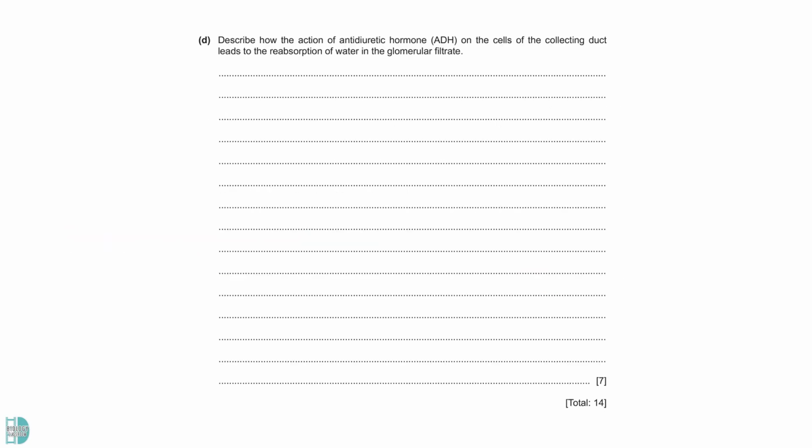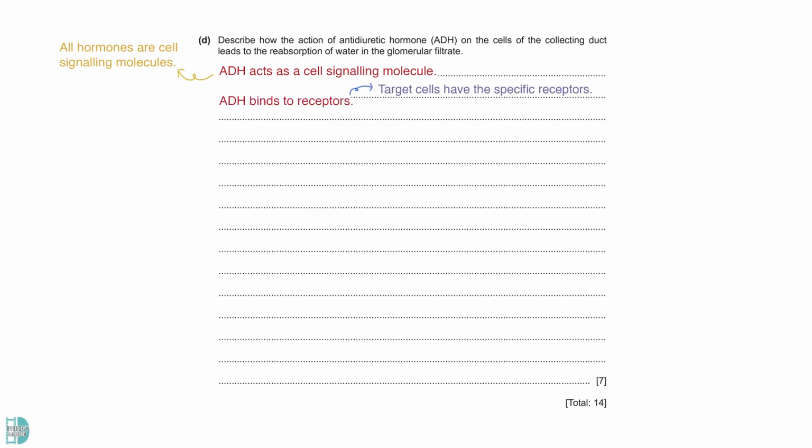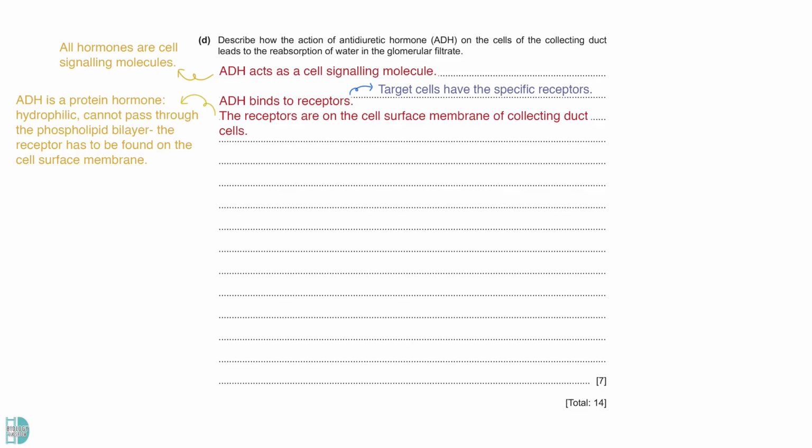D. Describe how the action of ADH on the cells of the collecting duct leads to the reabsorption of water in the glomerular filtrate. All hormones are cell signaling molecules, so ADH is a cell signaling molecule too. Hormones affect their target cells by binding to a specific receptor on the cell surface membrane or inside the cell. The specific receptor is on the cell surface membrane of collecting duct cells. This is because ADH is a protein hormone and is hydrophilic. It cannot pass through the phospholipid bilayer, so the receptor cannot be located inside the cell.